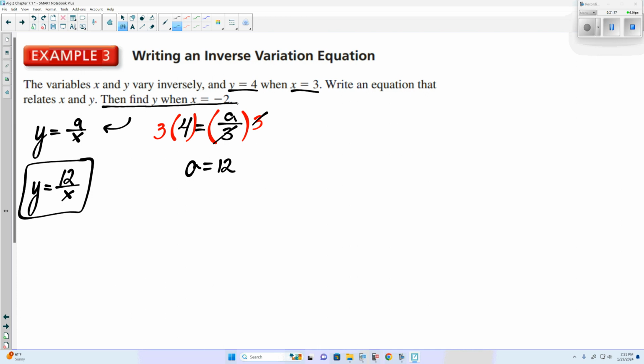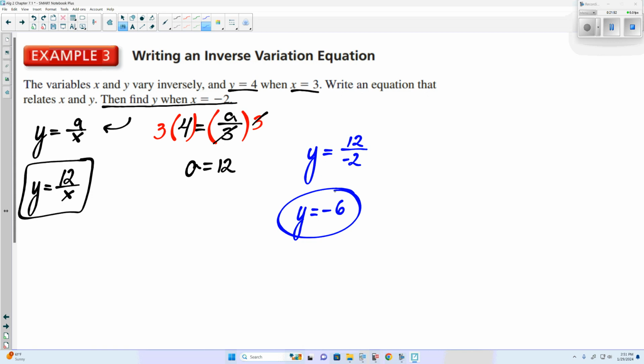Then find y when x is negative 2. So we take the equation, y equals 12 over x, but our x in this case is negative 2, so y is equal to negative 6. That's it. We take the equation we found, y equals 12 over x, and it told us to find the value of y when x is negative 2. So we plug negative 2 in for x, simplify, and we're done.